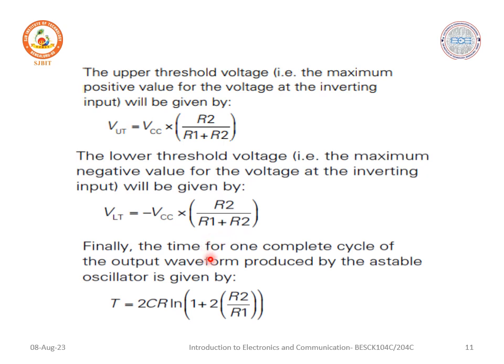Finally, the time for one complete cycle of the output waveform produced by the astable oscillator is given by T equal to 2CR ln of (1 plus 2R2 divided by R1).